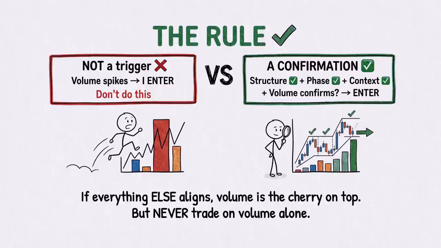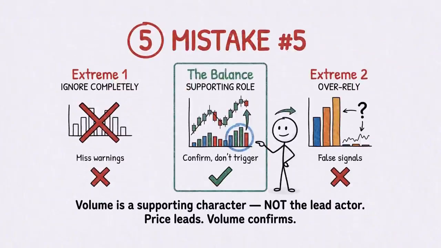If everything else, structure, phases, context, aligns, low volume on a pullback is a good sign. But don't enter a trade just because volume spiked. Mistake number 5. Either ignoring volume entirely or over-relying on it in markets where volume data isn't reliable. Volume is a supporting character, not the lead actor. Price leads, volume confirms, structure, phases, volume.